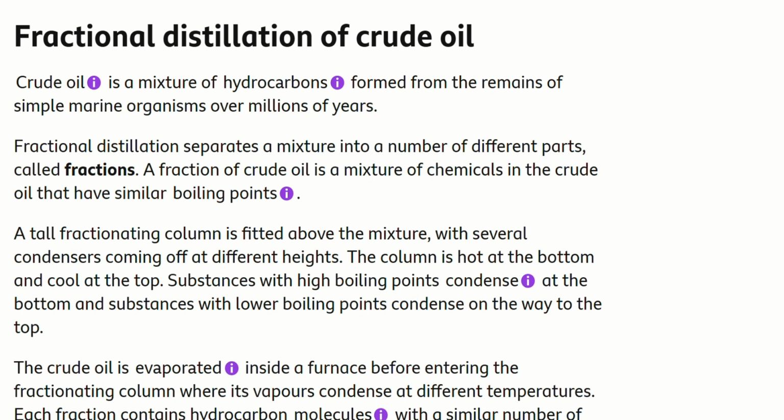Now, in this case, a tall fractionating column is fitted above the mixture with several condensers coming off at different heights, and the column is hot at the bottom and cool at the top. So substances with very high boiling points condense at the bottom or the last, and the substances with lower boiling points condense on the way to the top. Hence why the gases are at the top and the solids are at the bottom.